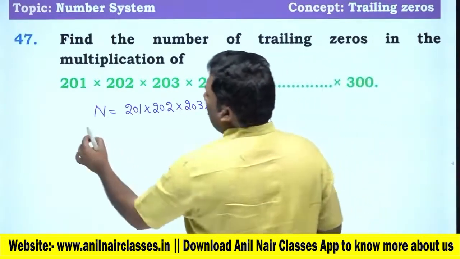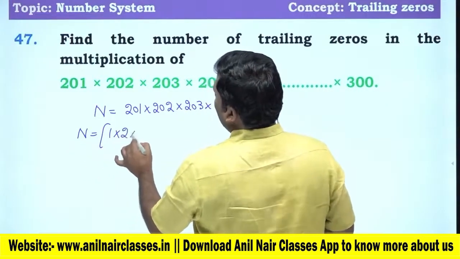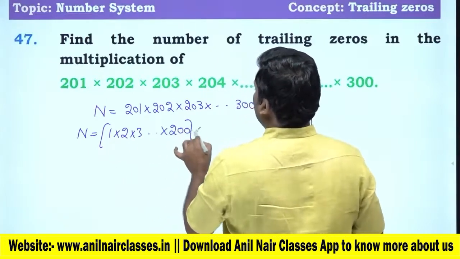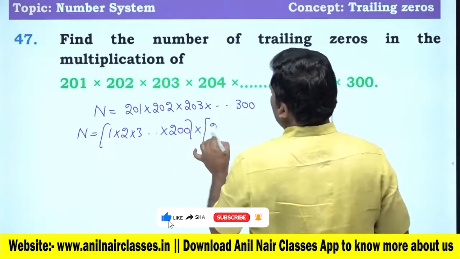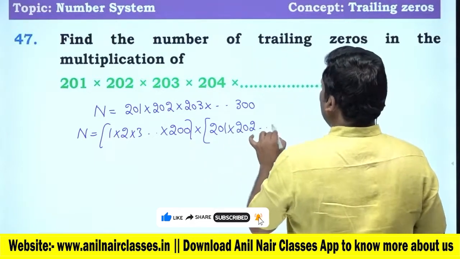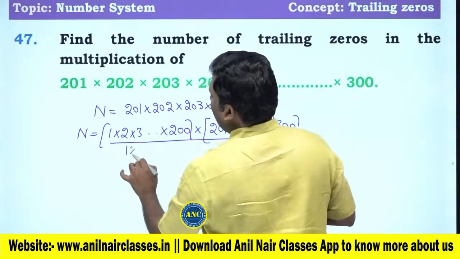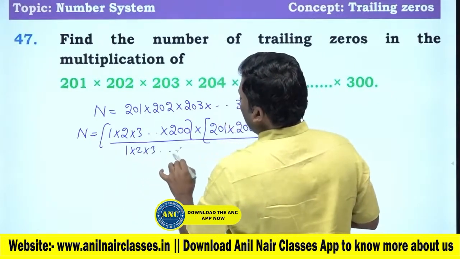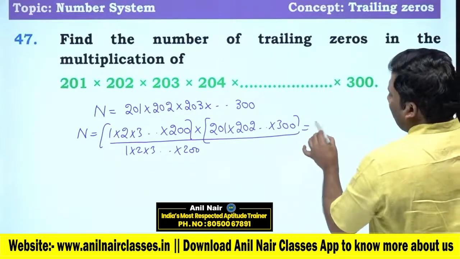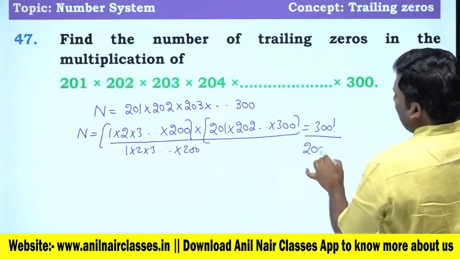If the question is not in factorial, I need to make it into factorial. How to make it into factorial? Multiply the numerator and denominator by 1 to 200. So this will become 201, 202 till 300. The denominator will be 1 into 2 into 3 till 200. So this answer will be 300 factorial divided by 200 factorial.